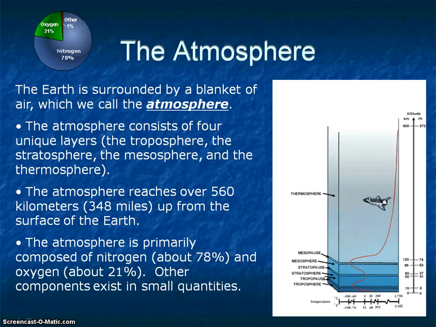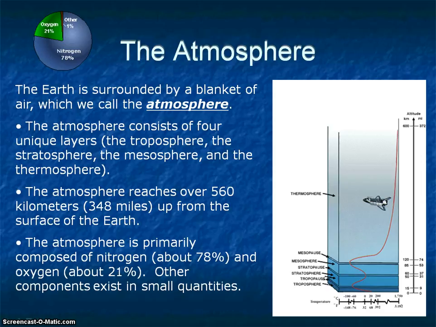The major zones of the atmosphere are the troposphere, stratosphere, mesosphere, and thermosphere. So looking from the surface of the Earth up, troposphere would be the first, then the stratosphere would be second, the mesosphere, and then the outer layer of the atmosphere would be the thermosphere.